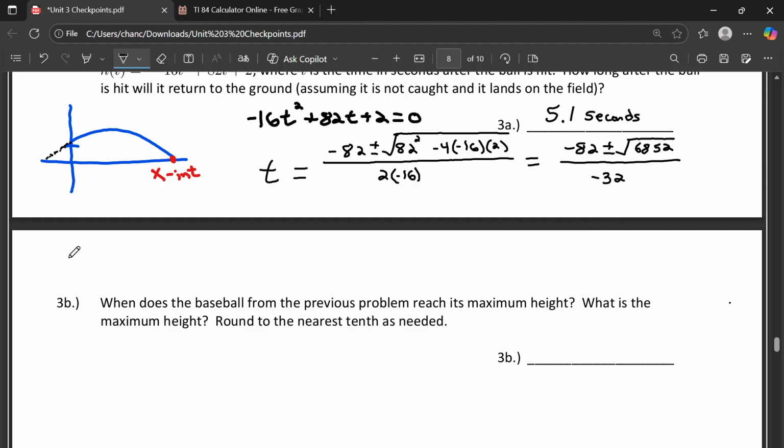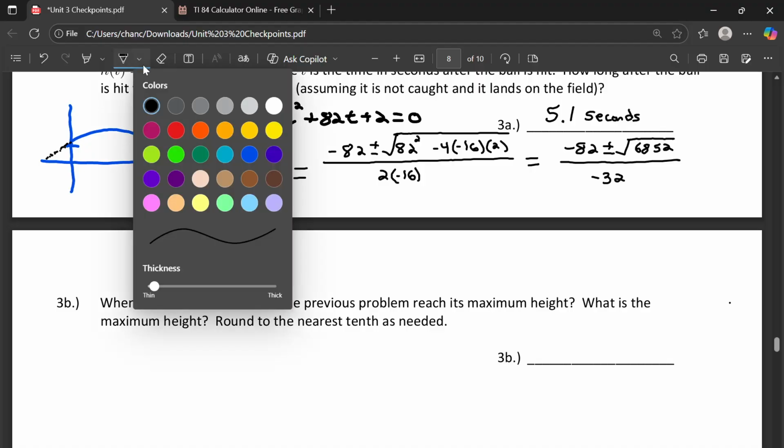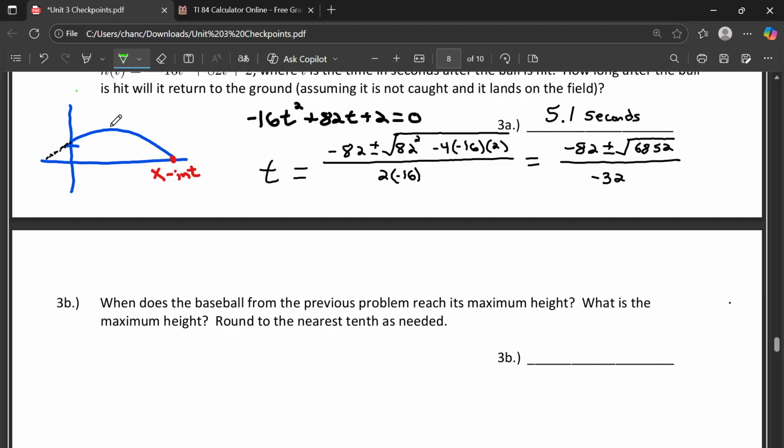On to question 3b from checkpoint 3.4. When does the baseball from the previous problem reach its maximum height? What is the maximum height? Round to the nearest tenth. Okay, so normally I would sketch a graph here, but we've actually already done that, so I'm just going to use that graph. I'm going to point out the area that they care about.